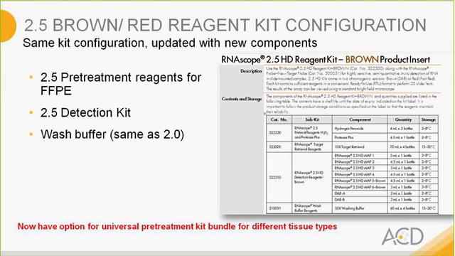So to clarify about the reagent kit configuration, for new users, a reagent kit contains everything you need for FFPE tissues. This includes the pretreatment, detection, and wash buffers. Always use the reagent kit if you're using FFPE. So if customers decide to use other tissues, the universal pretreatment bundle also contains all the necessary reagents for different tissues.